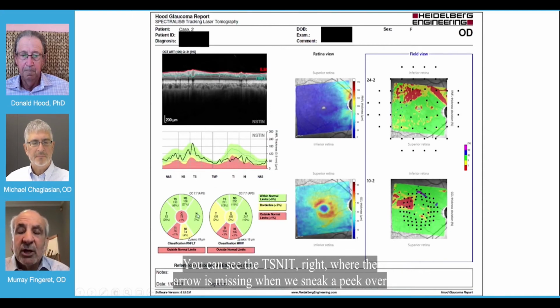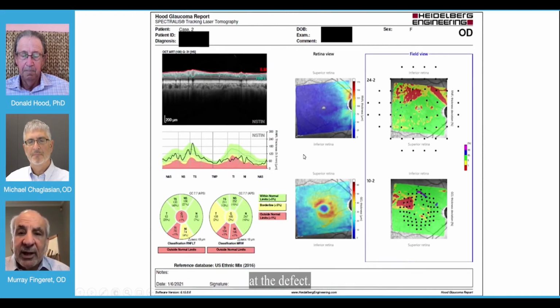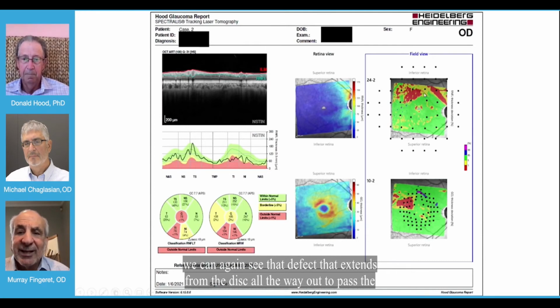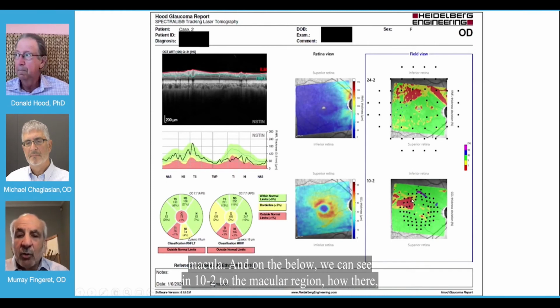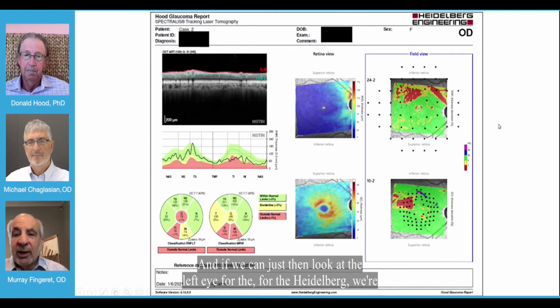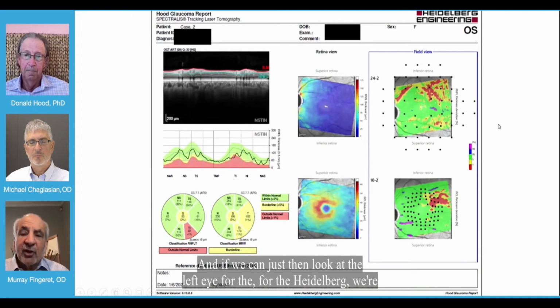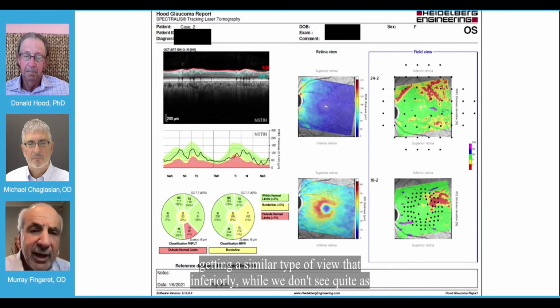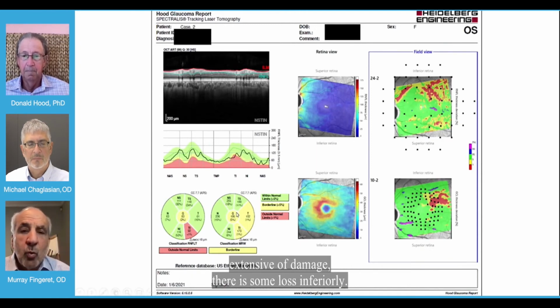When we sneak a peek over at the defect, if we look way over to the top right, just in the probabilities, we can again see that defect that extends from the disc all the way out to past the macula. And below, we can see in the 10-2, the macular region, how there may be some central points. And if we then look at the left eye for the Heidelberg, we're getting a similar type of view, that inferiorly, while we don't see quite as extensive a damage, there is some loss inferiorly.